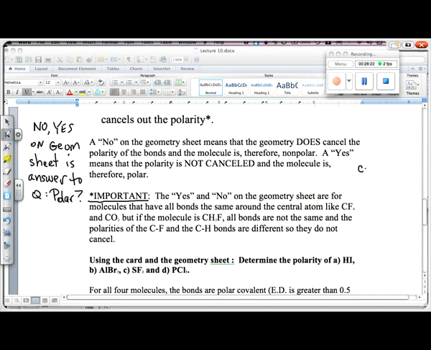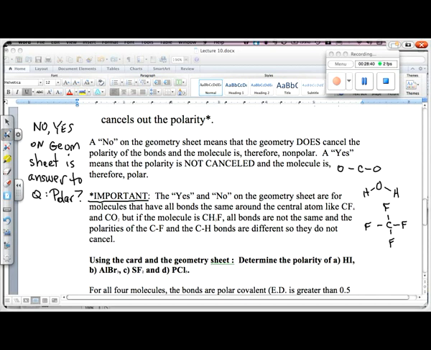We've looked at carbon dioxide, same around. Oxygen and hydrogen, same around the central atom. CF4, everything's the same. It's all carbon fluorine. So those nos and yeses are contingent on it being this case.